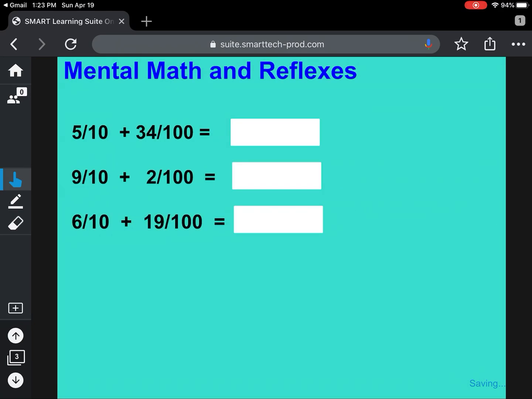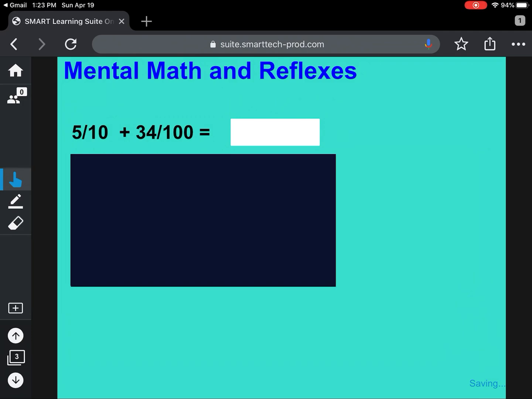Now we're going to move on to a couple that are a little bit harder. This next one is 5/10 plus 34/100. This problem is harder because the denominators do not match. So before you can answer this problem, you need to make sure that the denominators are the same.